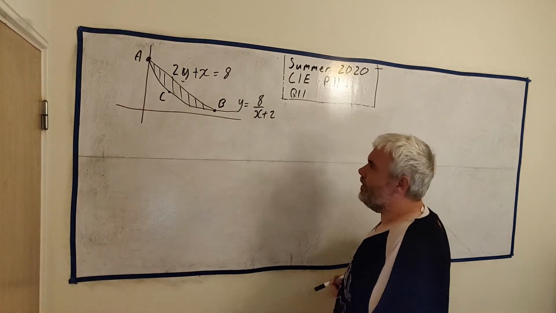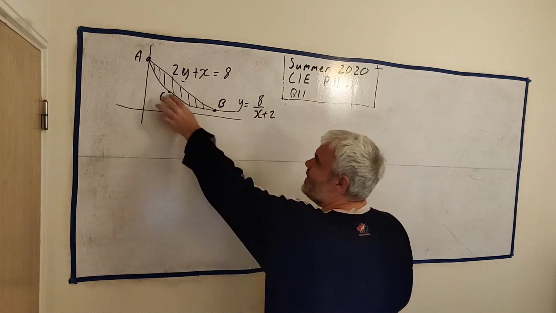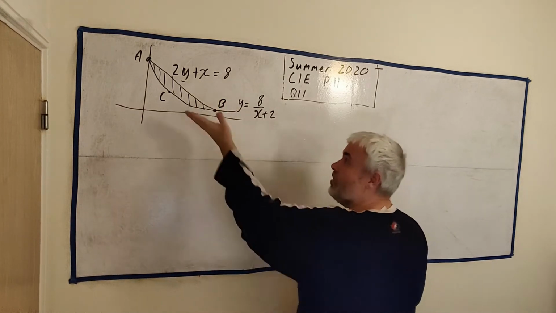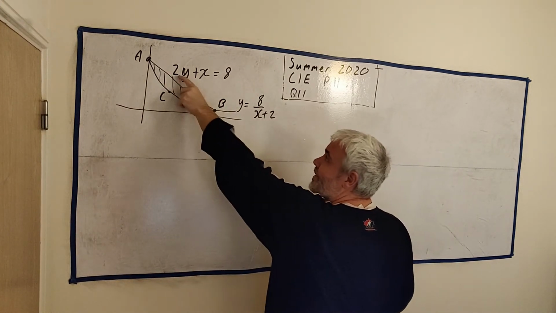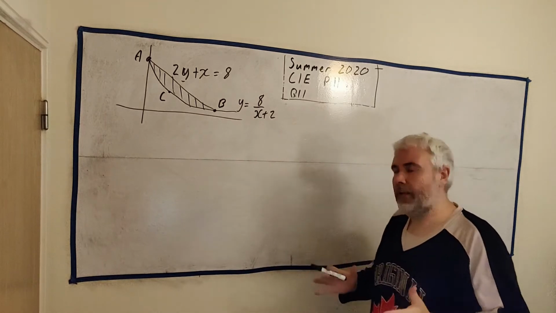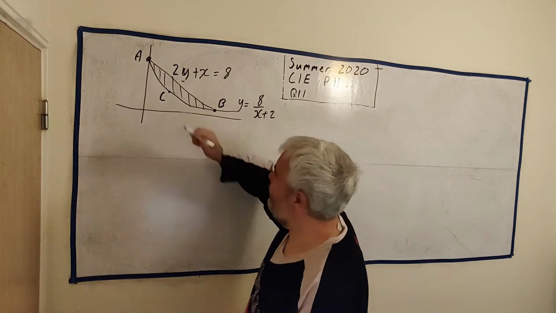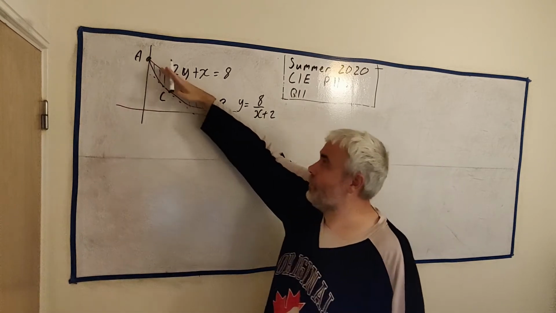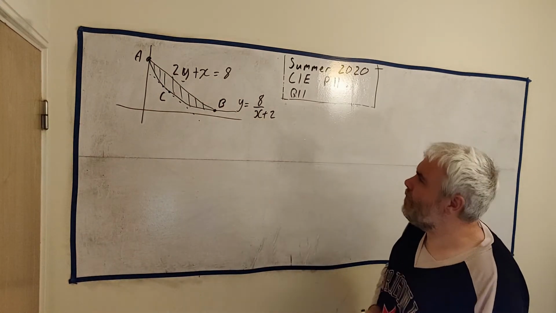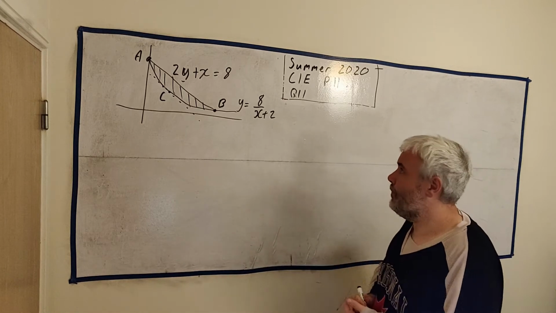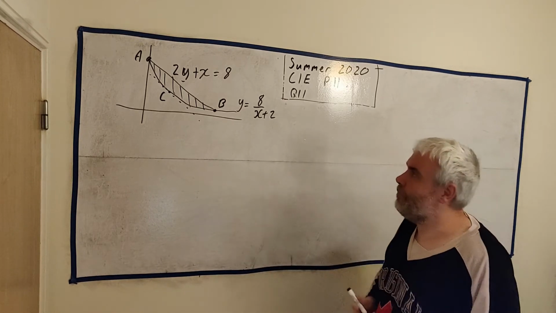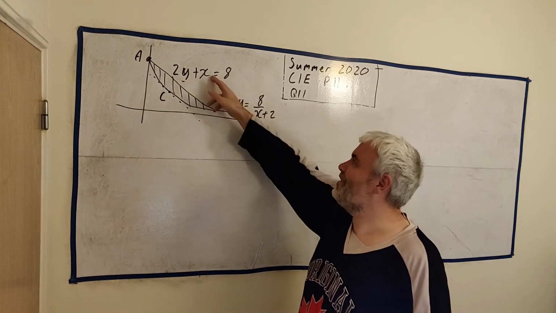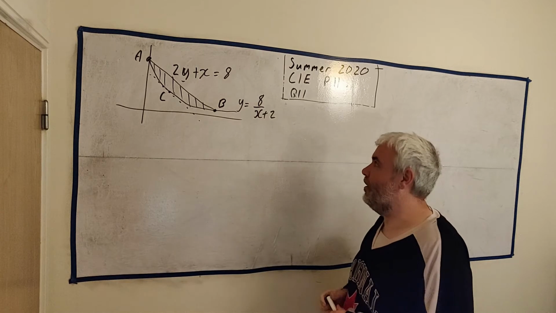Now C is the point where the tangent of this curve is parallel to this line. That makes sense. Basically, the slope of the curve there is equal to the slope of this line. And A and B are just the intersection points. So let's do these separately. Let's do A and B first, because they're the intersection between this line and the curve.